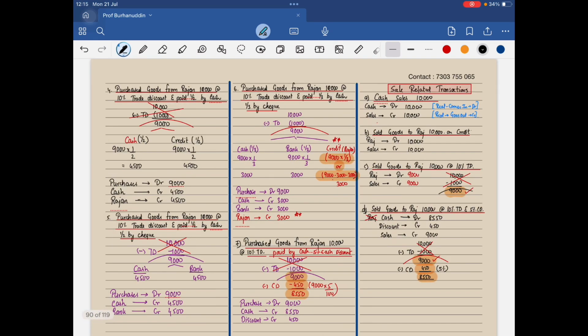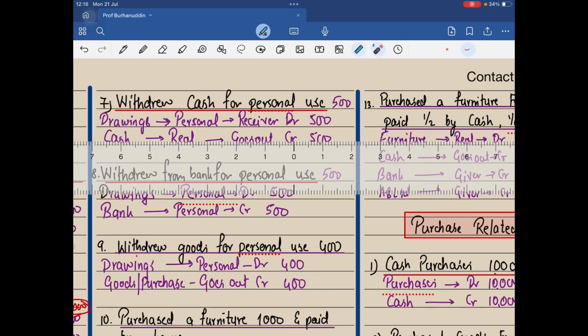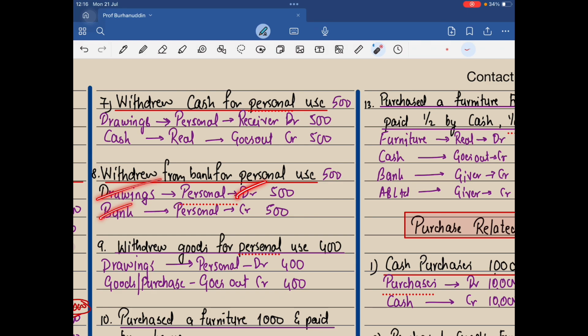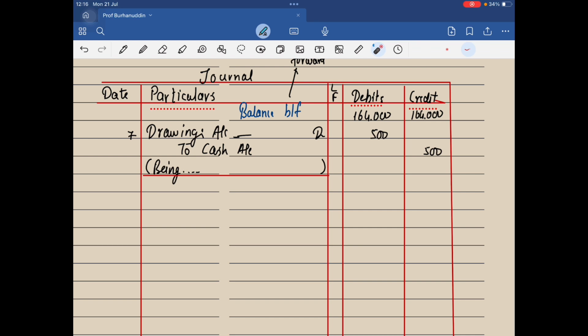Seventh is done. Now the eighth one. Withdrew from bank for personal use. So drawings account debit, bank account credit, again 500. So here the entry would be what? Correct? Now I need not keep on explaining each and every transaction. Now you are very comfortable with this, right?